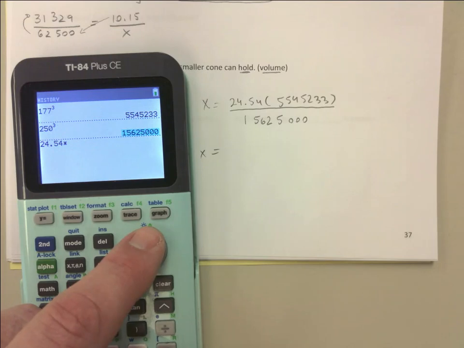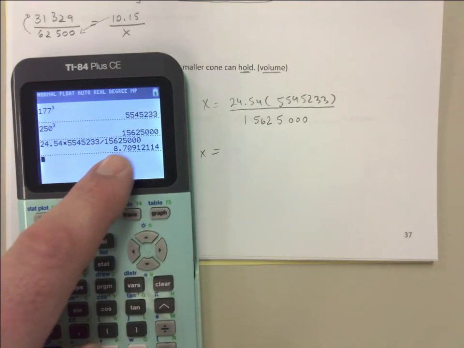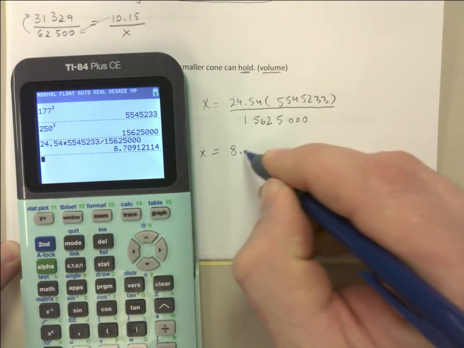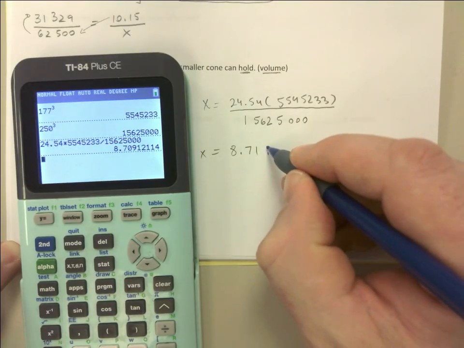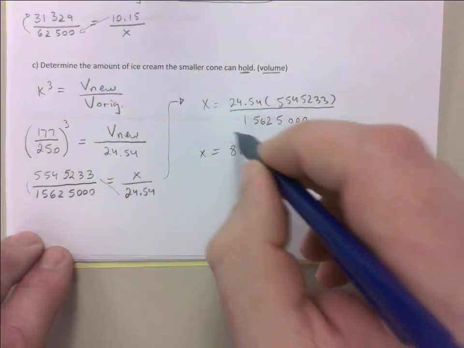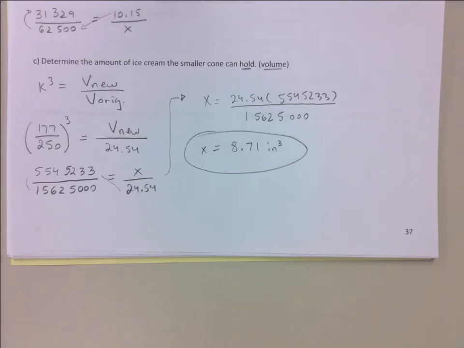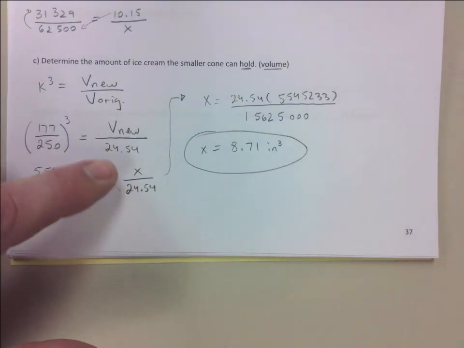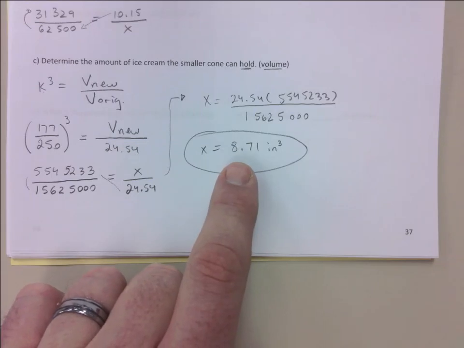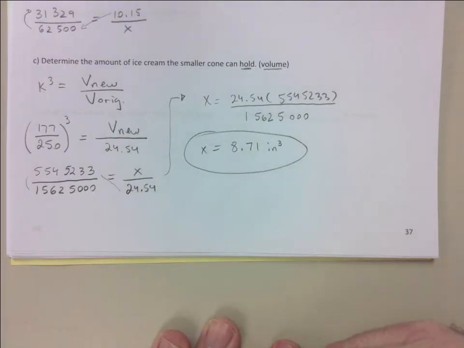I like copy paste, so I'm going to multiply by that and divide by that. So I get 8.71. And we are in inches cubed. So if you want full marks, that's what you should get. And it should jive, right? Like this number should be smaller than the volume in the large cone, right? Sometimes students don't put the numbers in the right place and they get a number that doesn't make sense. So you got to watch out for that.